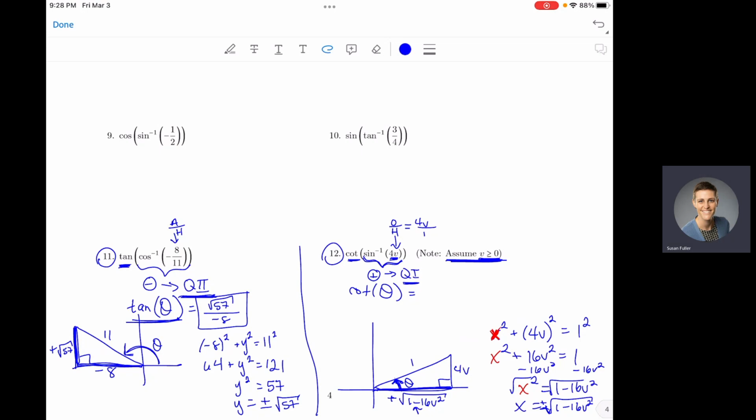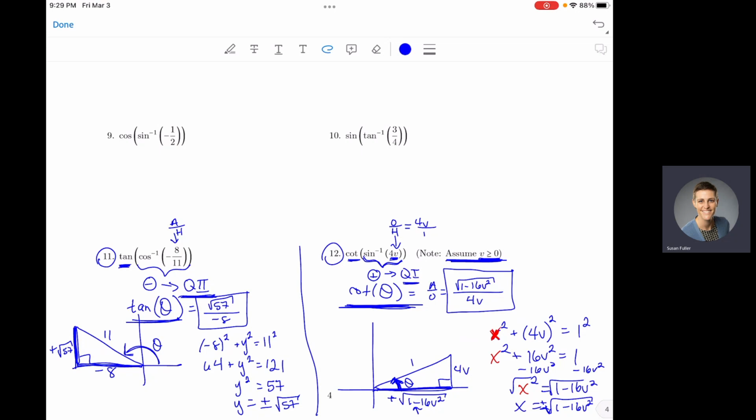Okay, so now what do we do? We've got our triangle. Oh yeah, I remember. We're trying to find the cotangent of theta. So when I take the cotangent of this angle down here, I'm going to get the ratio of adjacent over opposite. So that's going to be my adjacent side, the square root of 1 minus 16v squared, all over my opposite side, which is 4v. This is going to be what comes out of this composition function.